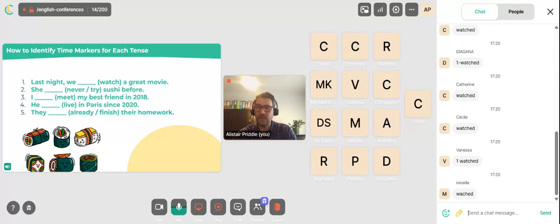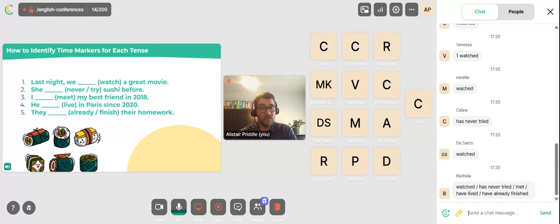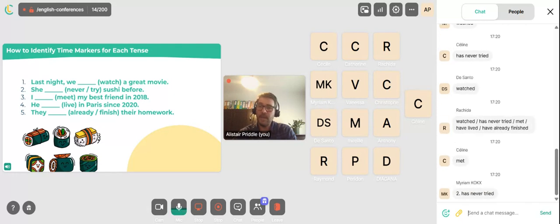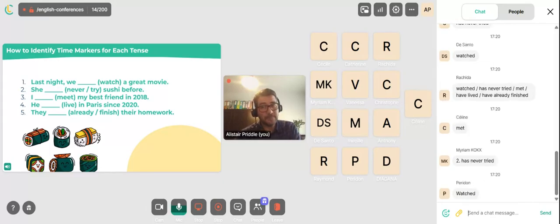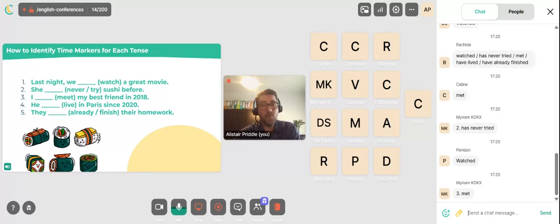So number 2, she sushi before. Number 3, I my best friend in 2018. And number 4, he in Paris since 2020. Number 5, their homework.